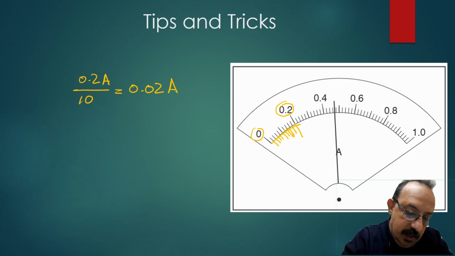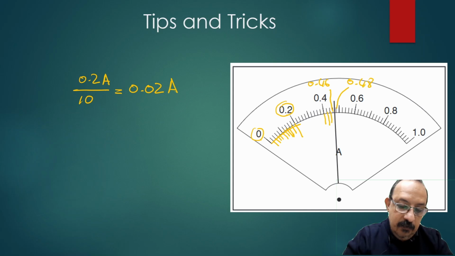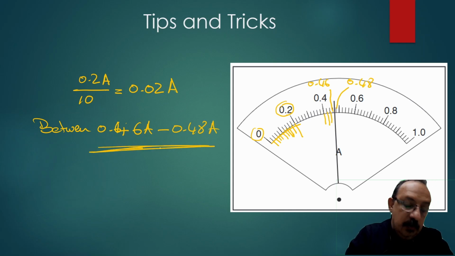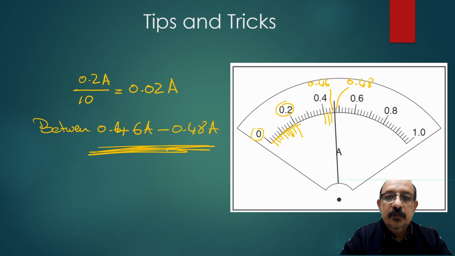Okay, so till here it is 0.4 amp, 0.42, 0.44, 0.46. The other one is 0.48, so 0.46 and 0.48. Okay, we have it between 0.46 amps and 0.48 amps. So any value between those two values is okay. Any value between those two values is fine.